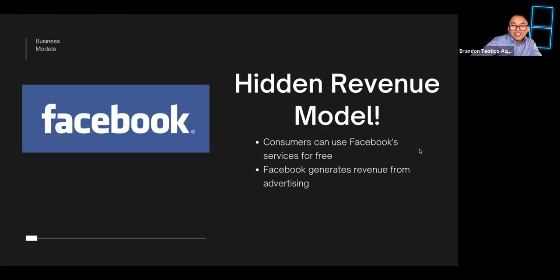All right, good. So yeah, Facebook is hidden revenue. Consumers can use Facebook services for free. You'll never be asked money to send out a post. And then Facebook generates revenue from advertising. Recently, they've gone into a lot of hot water over that, but that's a topic for a different time. Could it also be peer-to-peer? Yes, aspects of it could be peer-to-peer. Yeah, Facebook Marketplace, that would be an example of peer-to-peer.